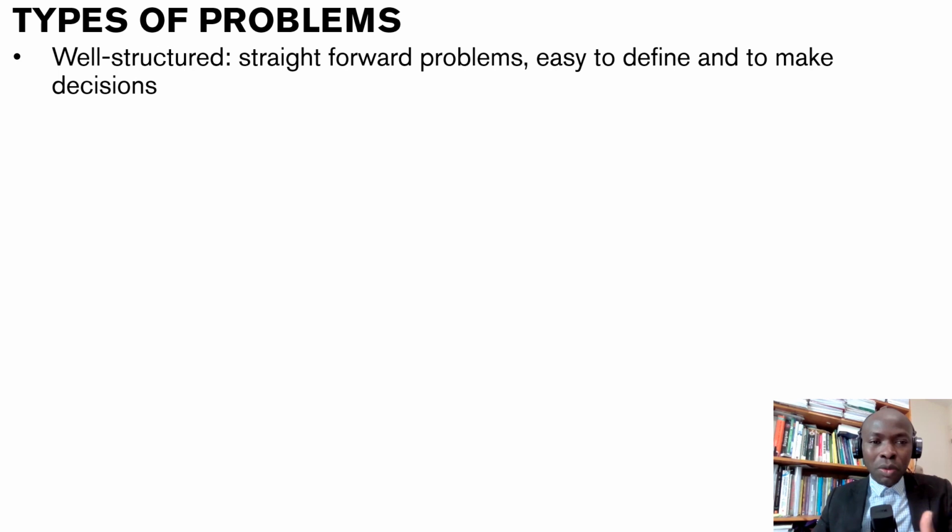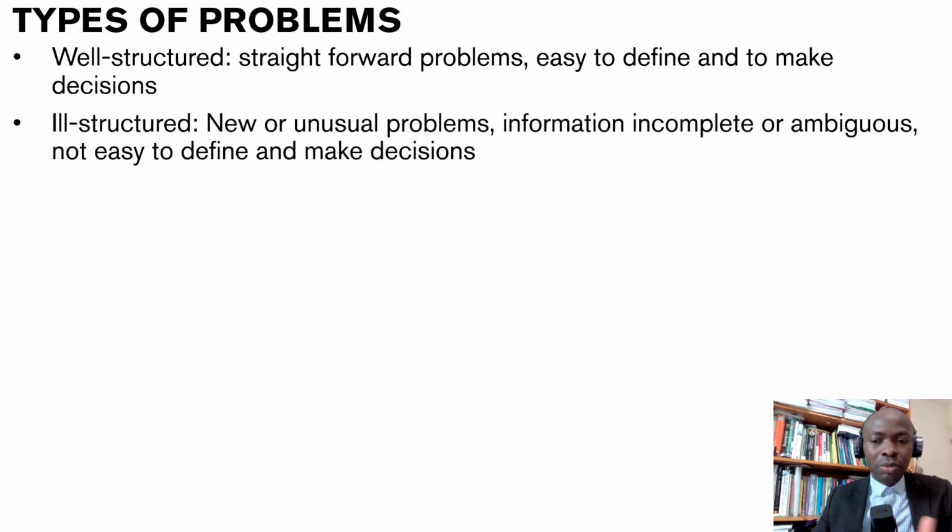But before I look at the nature of crisis decision making, I just want to look at the types of problems that managers are more likely to face. The first one relates to well-structured problems. This seems to be more like an emergency type of problem, very straightforward, easy to define and to make decisions on. Decision making in this particular context is very easy. So these types of problems are classified as well structured, and different types of problems will have different implications for managers.